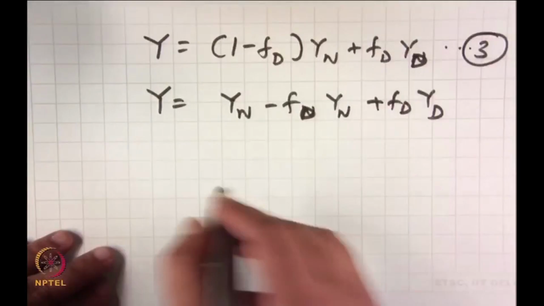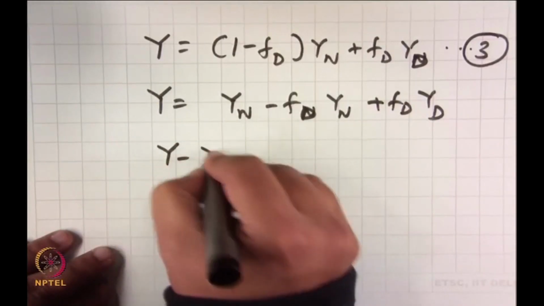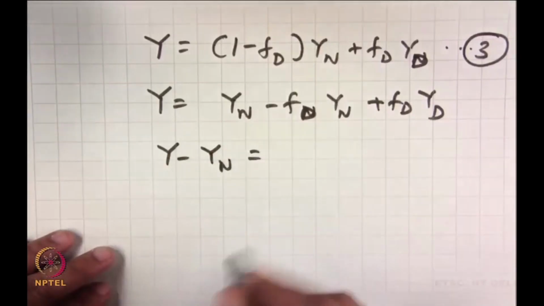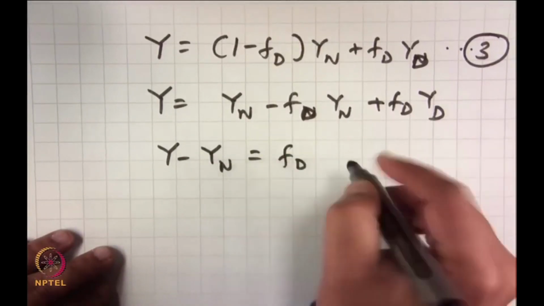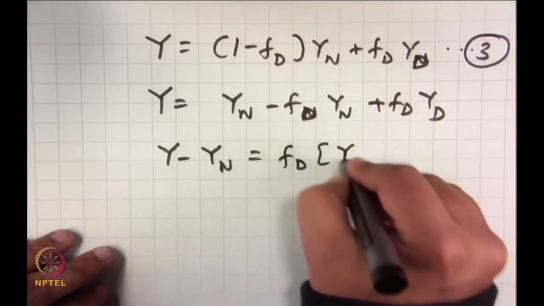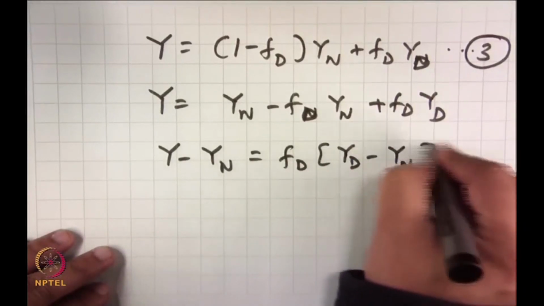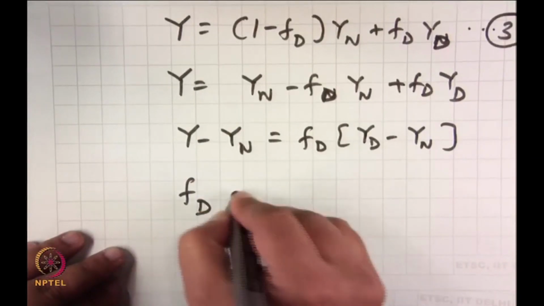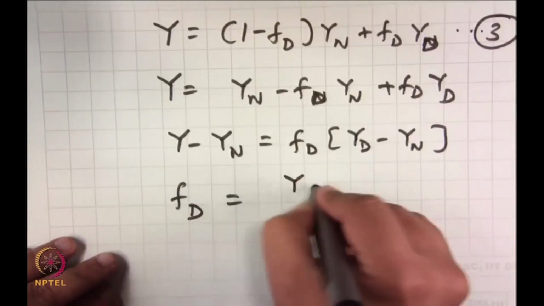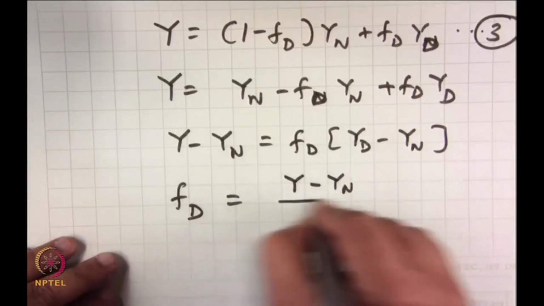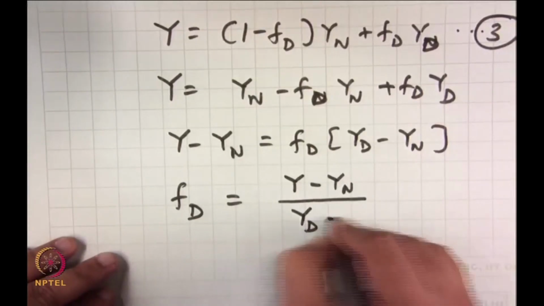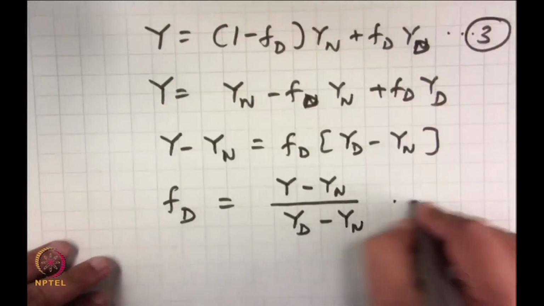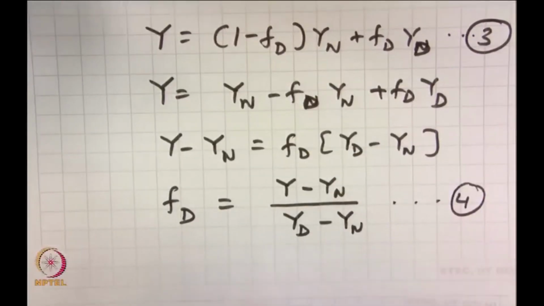Or the next line I can write y minus y of n is equal to f of d times (y of d minus y of n). See what we have done. We have said that f of d is equal to y minus y of n over y of d minus y of n. This is equation 4. Clear? Now what is the significance of this equation? Can someone tell me?